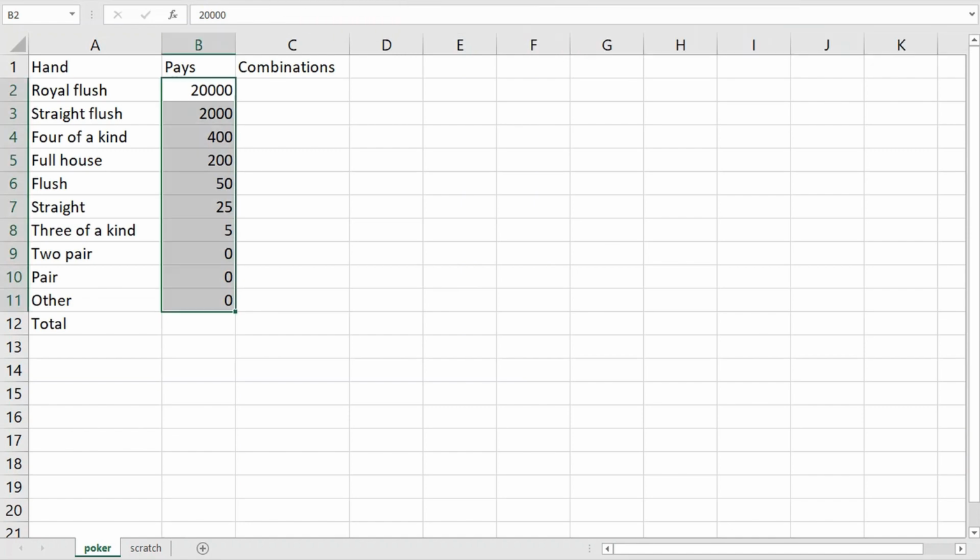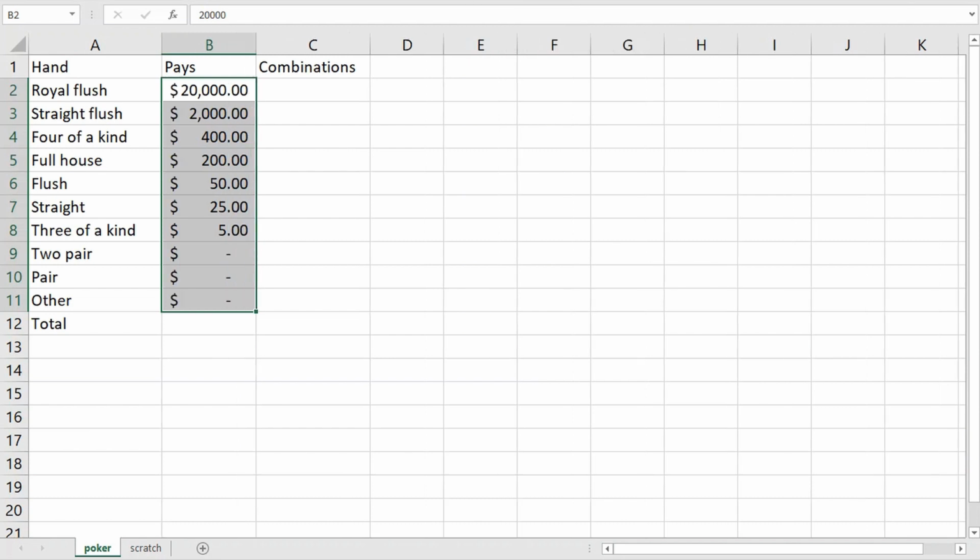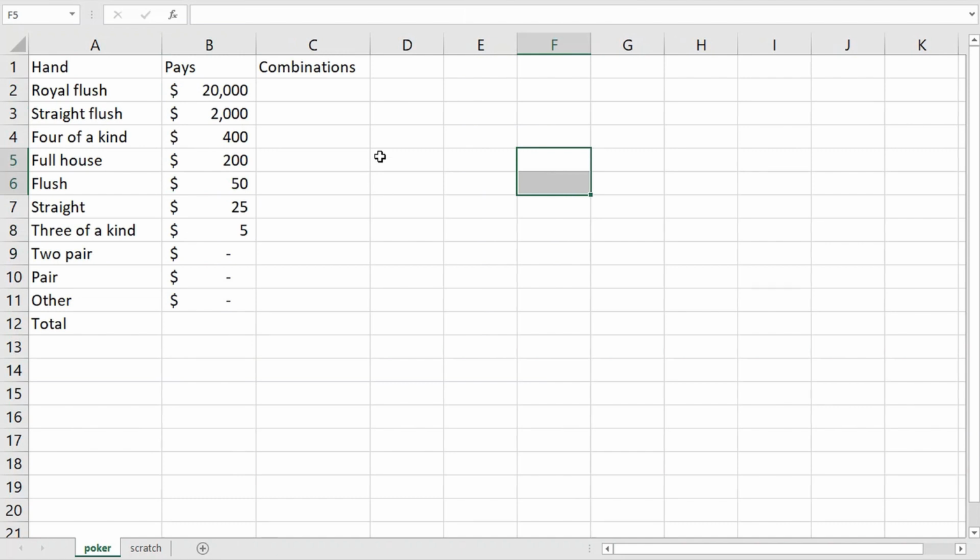So let's put this in terms of money. There we go. Okay, so let's get to the combinations here. Let's start at the top with a royal flush. How many possible royal flushes are there in poker? Well, that's pretty obvious. There are 4, one for each suit.